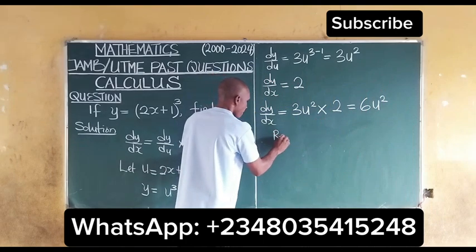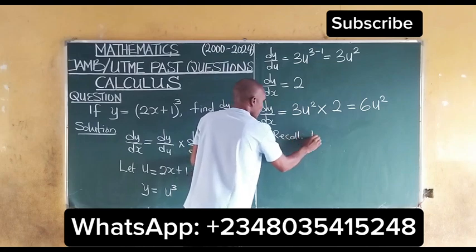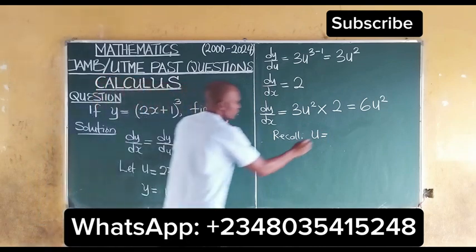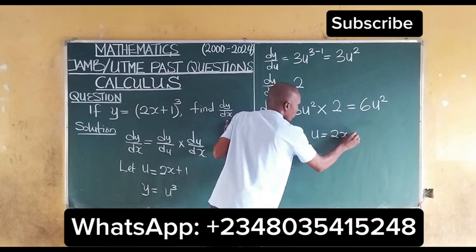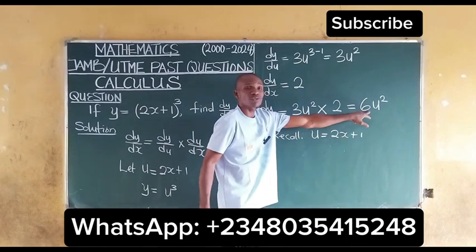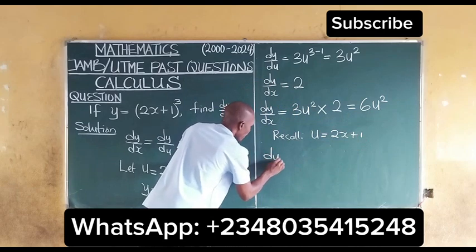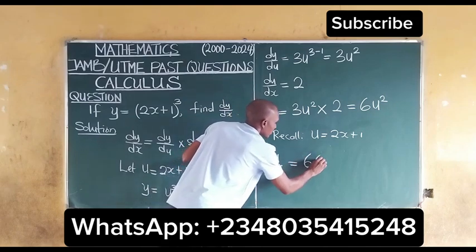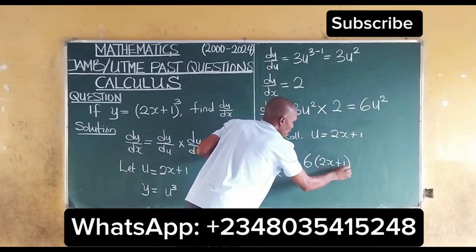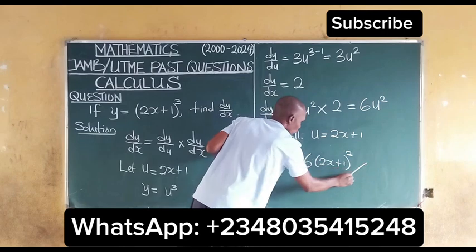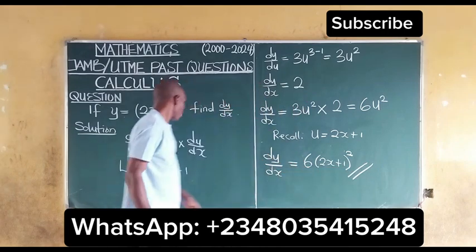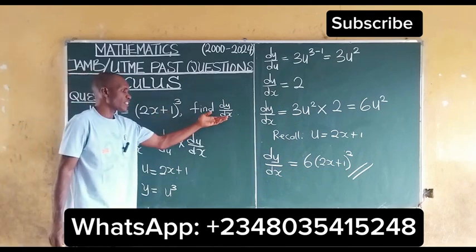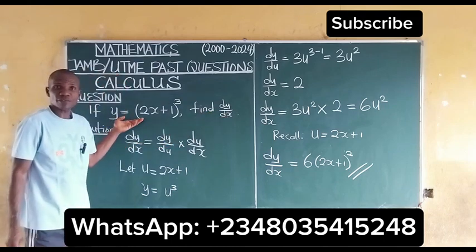And what is u? We have to recall that u, like we said before, is equal to 2x plus 1. So since u is equal to 2x plus 1, we just input the value of u into this. It then means that our final answer, which is dy/dx, is equal to 6 times (2x plus 1), which is our u, raised to the power of 2. So this becomes our answer to the given question. We have succeeded in finding the derivative of the function given.